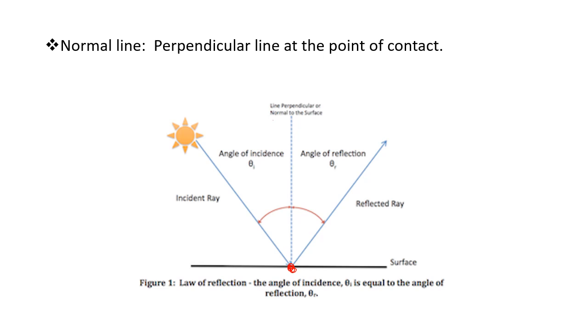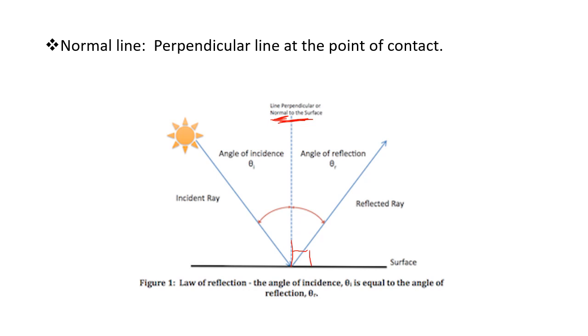Now we have this thing called our normal line, and you can see the word normal there. It's the line perpendicular, or normal, to the surface. So once we have this line perpendicular at the point where the light is hitting, here's our normal line, and here's our right angle.